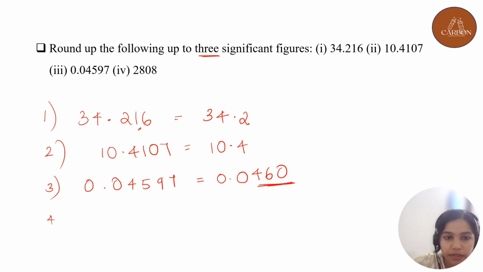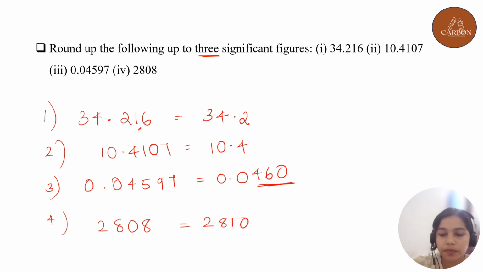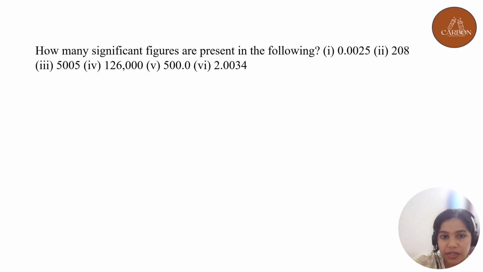Then another one, 2808. These are non-zero digits, so we can write this as 2810. Clear? It's very simple, right? If you have any doubt about the rules, go back and re-watch the videos regarding the rules to find significant figures in digits.